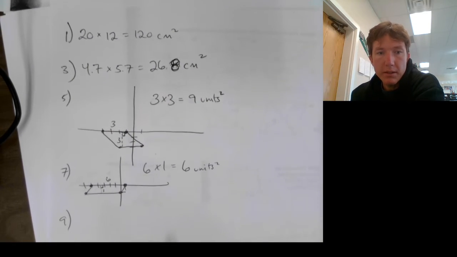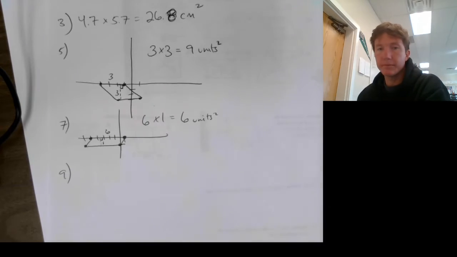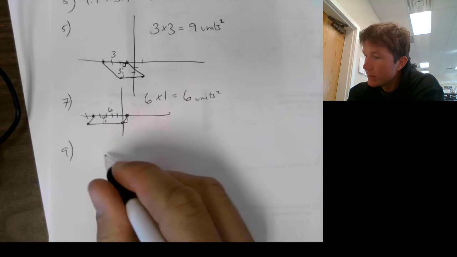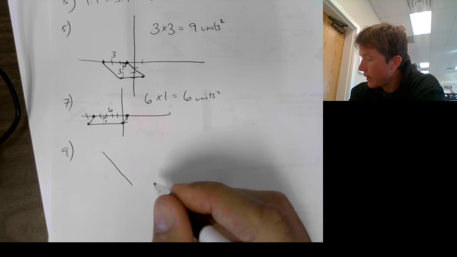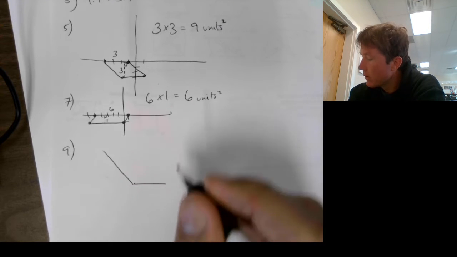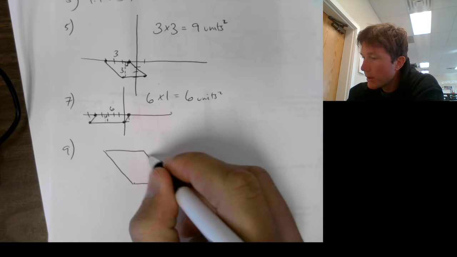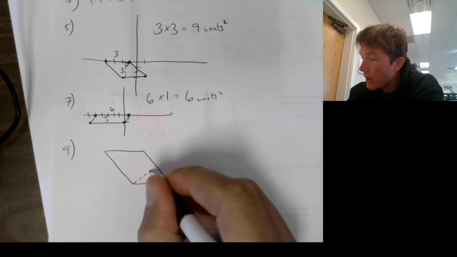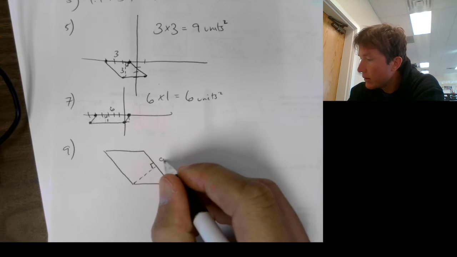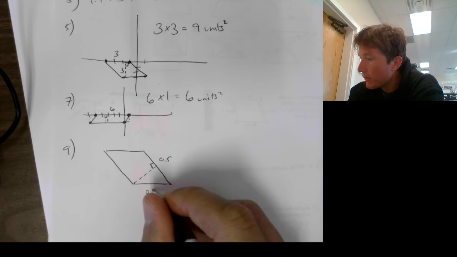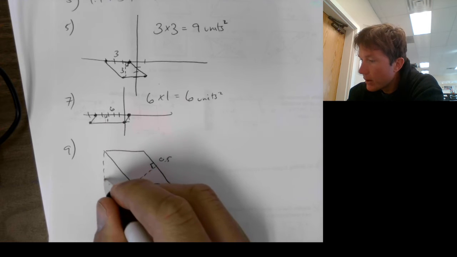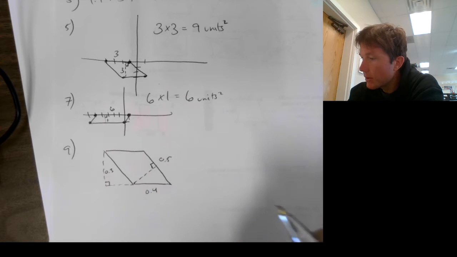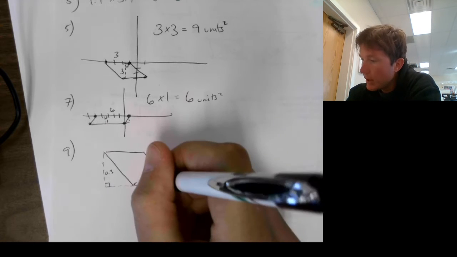Okay, this one looks like this. I'll just draw this out. So it wants you to find the value of h, okay, for each parallelogram. So this has a height here, 0.4. That's 0.3. And then h is this height.